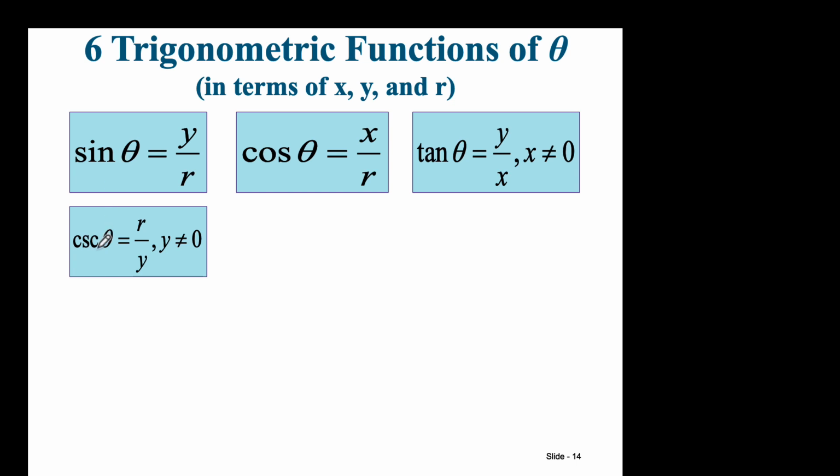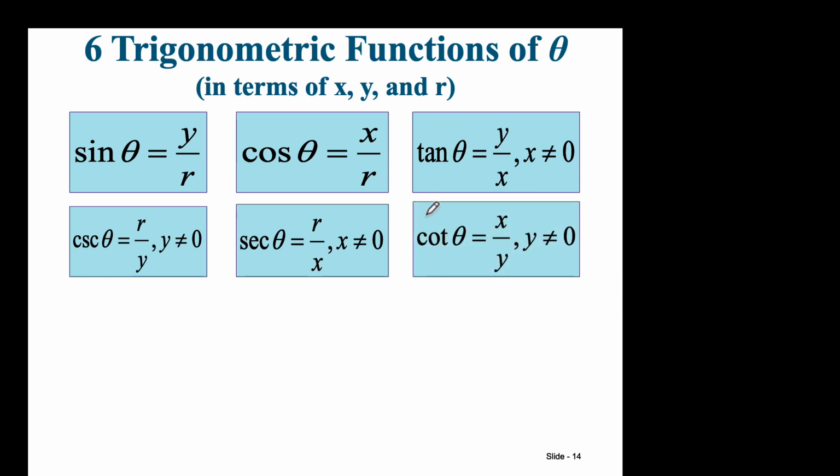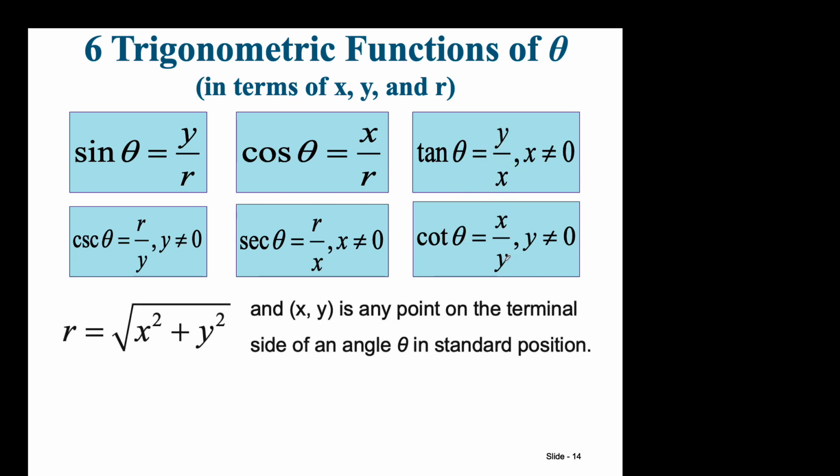Sine's reciprocal is cosecant, so instead of y over r, it's r over y. Cosine's reciprocal function is secant, so instead of x over r, it's r over x. And tangent of theta's reciprocal function is cotangent theta, so instead of y over x, it's x over y. R for all 6 will be the square root of the x-coordinate squared plus the y-coordinate squared. x, y is any point on the terminal side of theta, which needs to be in standard position.